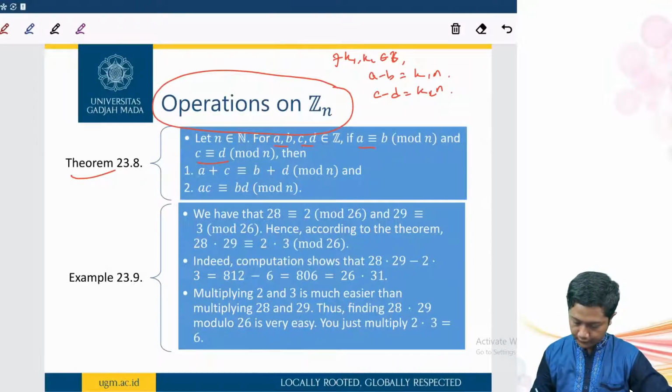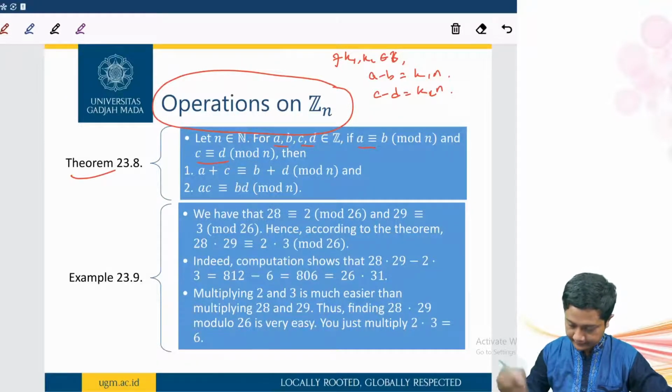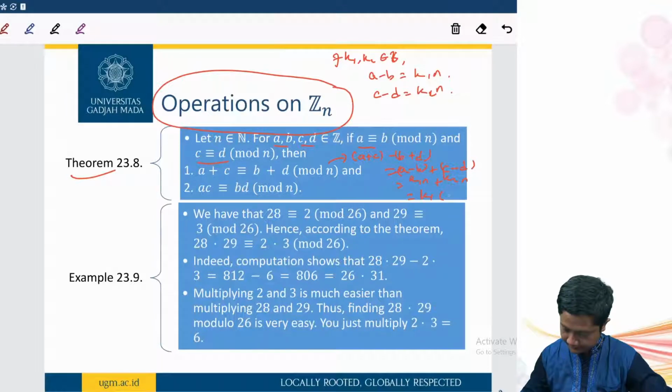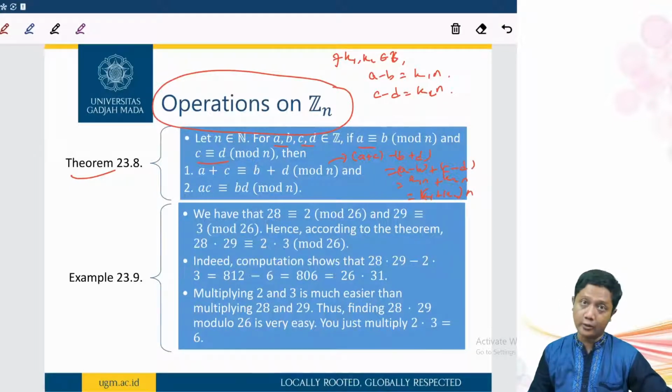So how to prove the first one, A plus C congruent to B plus D mod n? Just calculate. I have A plus C minus (B plus D). What is it? I have A minus B plus C minus D. A minus B is K1 n, and this one is K2 n. That gives me K1 plus K2 times n. That means A plus C is congruent to B plus D mod n.